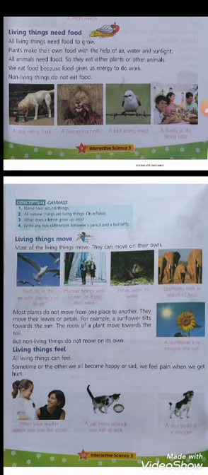Second point is living things need food. All living things need food to grow. Food gives us energy to do work, but non-living things do not eat food.